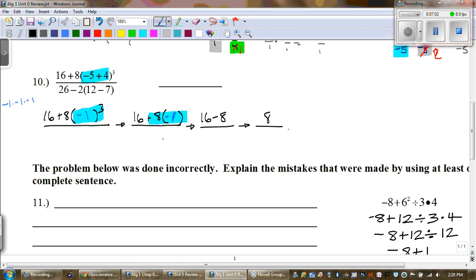All right, let's look at the bottom. Inside the parentheses first. So 26 minus 2 and 12 minus 7 is 5. Next thing to do is to multiply. So we got 26 minus 2 times 5 is 10. Subtract those two things up and you get 16. 8 over 16, the last thing to do is to reduce, and when you reduce, divide by 8, you get your final answer of 1/2.